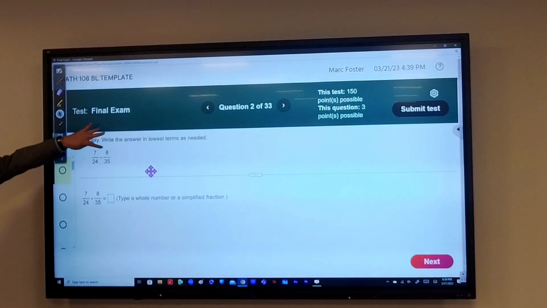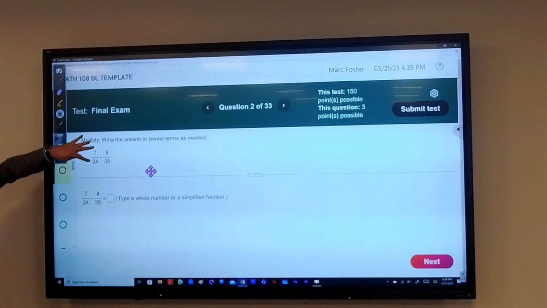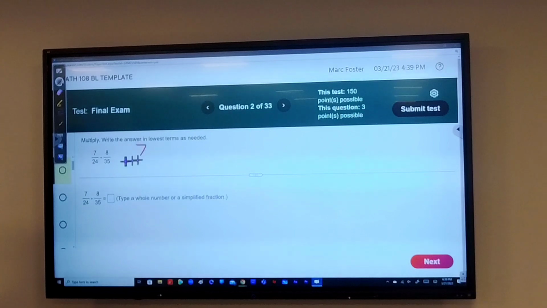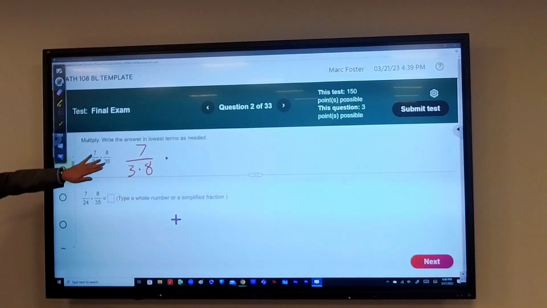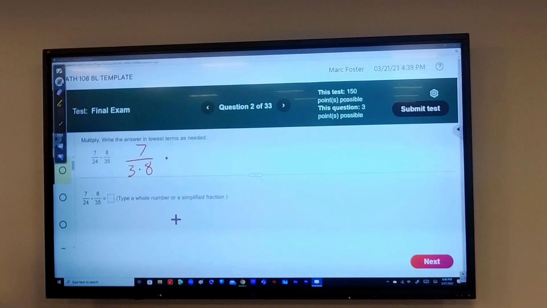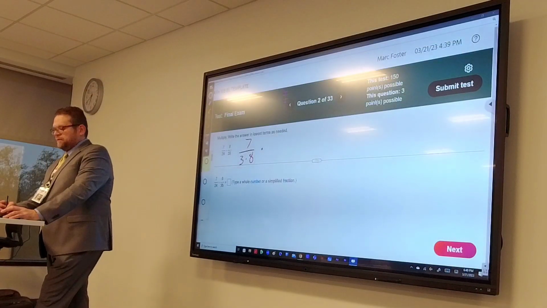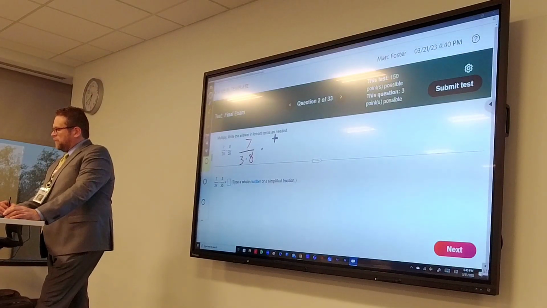Does 24 have any factors of 8? What are they? 3. 3 times 8 is 24. You should write this first number as 7 over 3 times 8. And this second one is 8 over 35. Does 35 have any factors of 7? It's 7 times 5. So we should be writing 8 over 7 times 5.